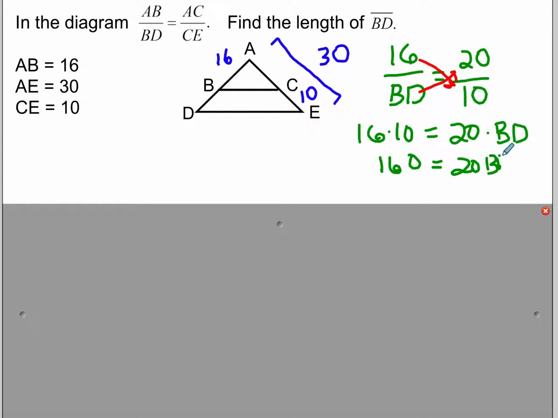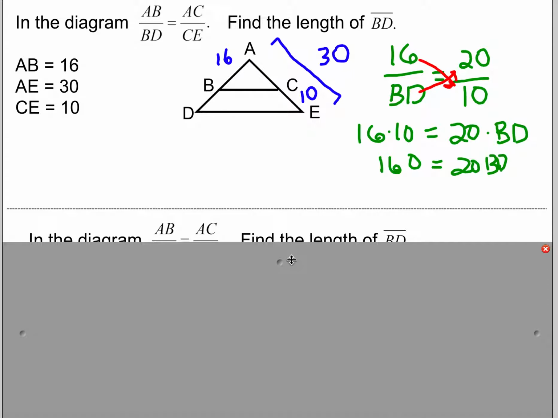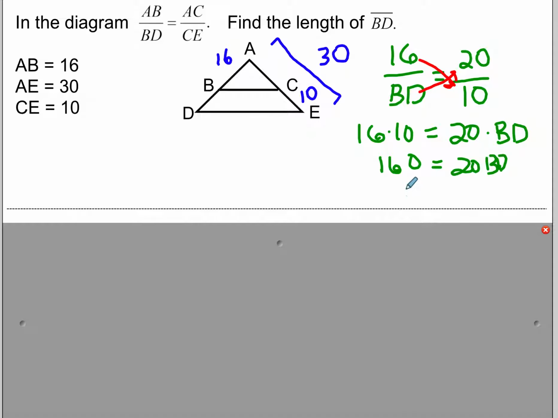So I need to divide both sides by 20. And if I divide both sides by 20, then we get that BD is 8. Let's go back and look at this original proportion and make sure this makes sense. What this proportion is saying is that the relationship between 20 and 10 has to be the same relationship between AB and BD. So 10 is half of 20. So if AB is 16, then BD should be half of that. Did we get that? Yes, we got that BD is 8, which is exactly half of 16, so that works.